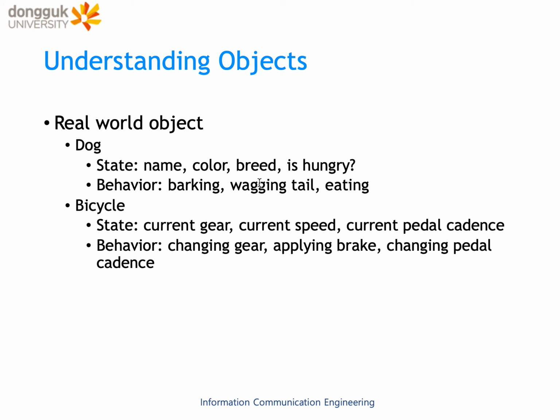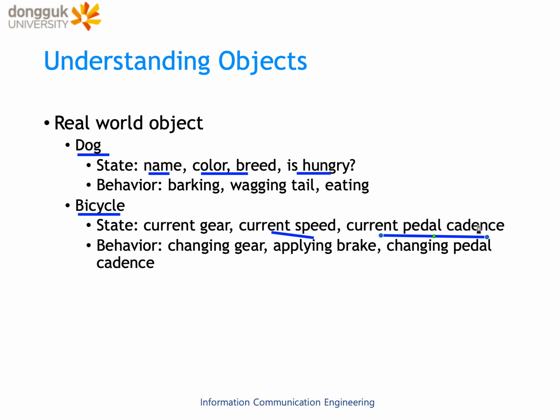And for understanding object, we have to understand the real-world object first. For example, there's dog or bicycle, and it has some kind of state like the dog's name and color, breed, is hungry. That is state. Any object has kind of state. The state is the thing we recognize about something, like a name or color, breed, or something. For bicycle, maybe maker or type of bicycle, or current speed, pedal cadence.